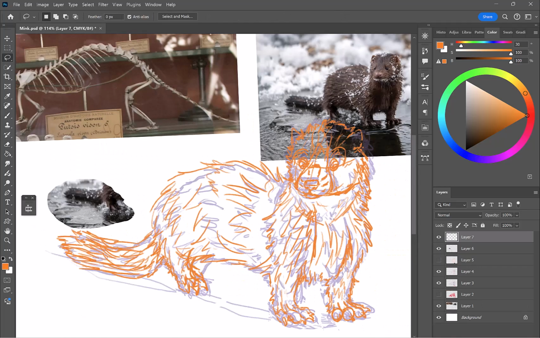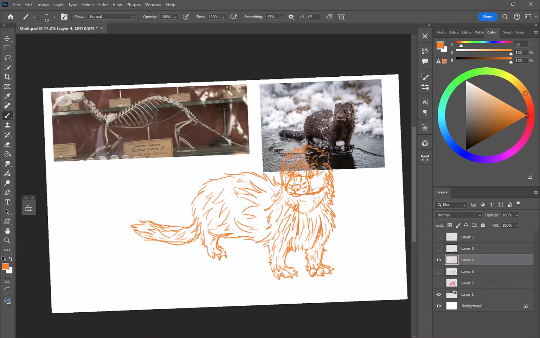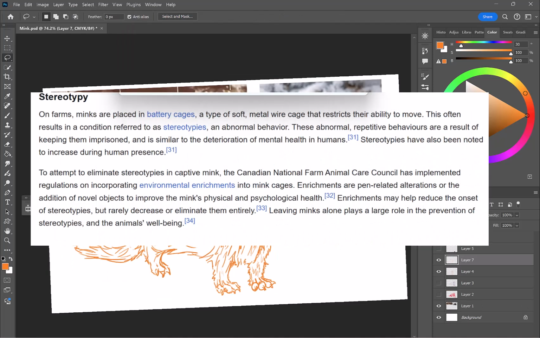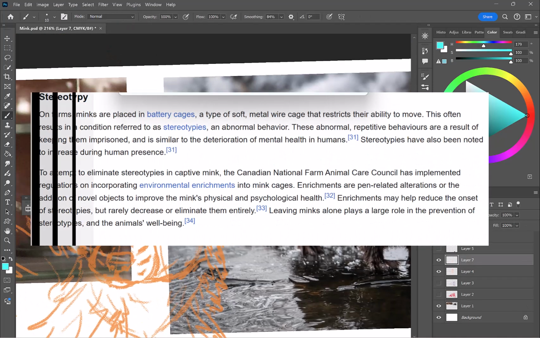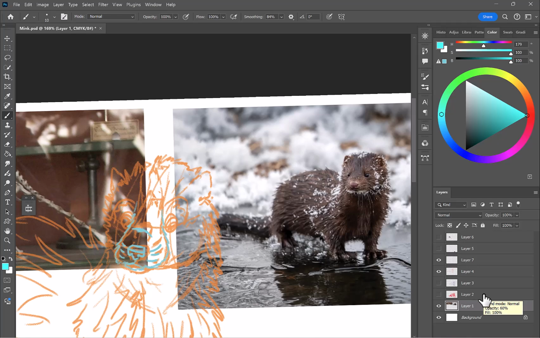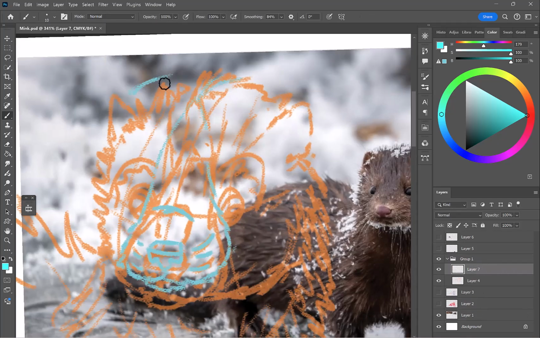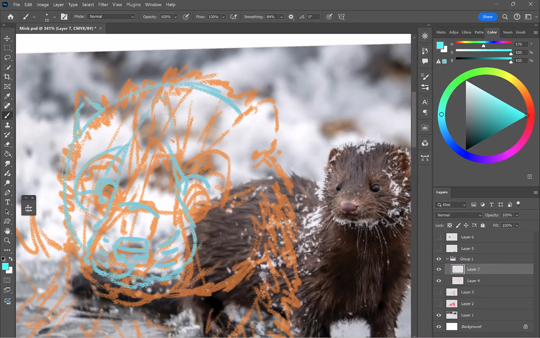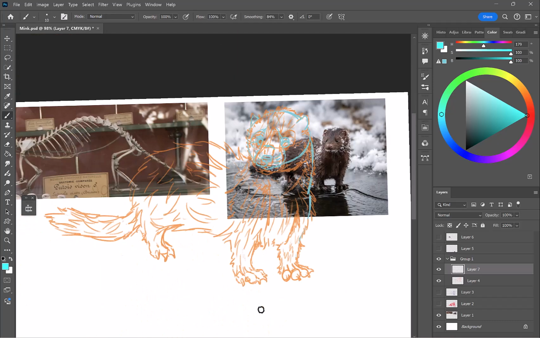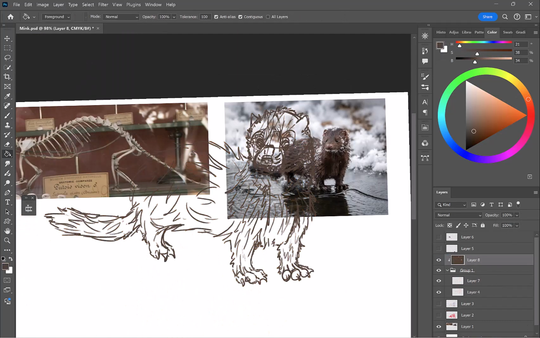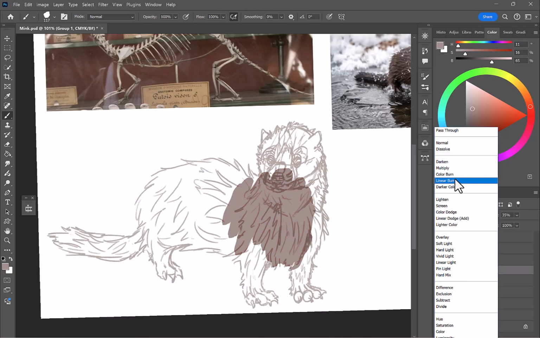There is also a problem of mink in farms getting something called stereotypy, or however that's pronounced, which essentially means that the minks go insane, and farms have to take precautions to keep that from happening, such as providing environmental enrichment and keeping the mink separated.